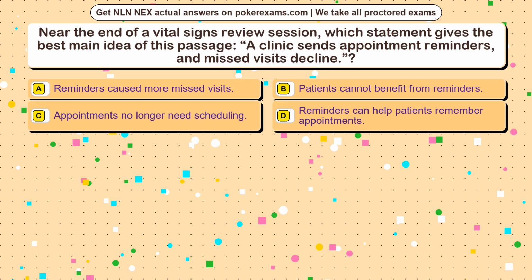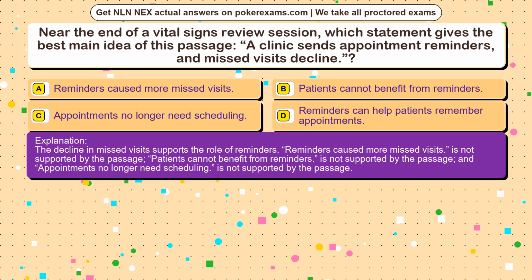The correct answer is option. The decline in missed visits supports the role of reminders. Reminders caused more missed visits is not supported by the passage. Patients cannot benefit from reminders is not supported by the passage, and appointments no longer need scheduling is not supported by the passage. Question 20.